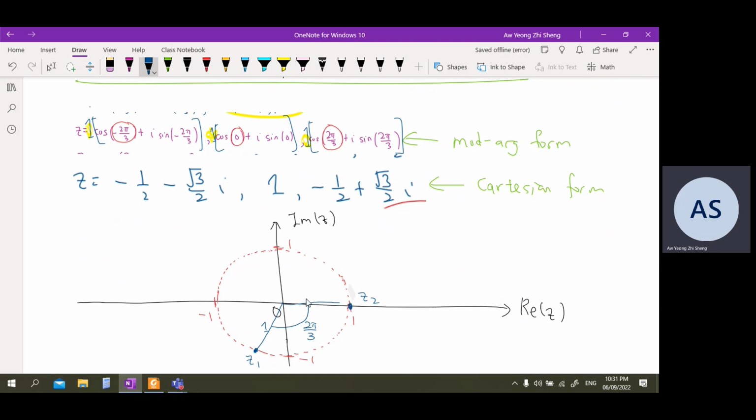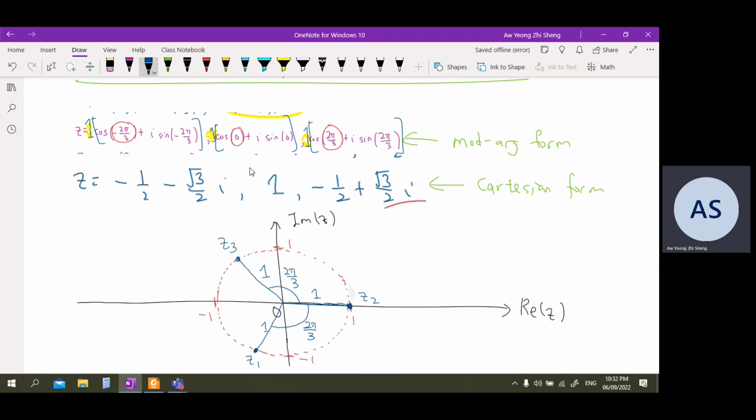So the point Z2 is at a distance of 1 unit away from the origin, and is making an angle of 0 with the positive real axis. Then my third solution is again 1 unit away from the origin and makes an angle of 2 pi over 3 measured from the positive real direction. So it will be here. Again, 2 pi over 3. This is my Z3, 1 unit away from the origin.